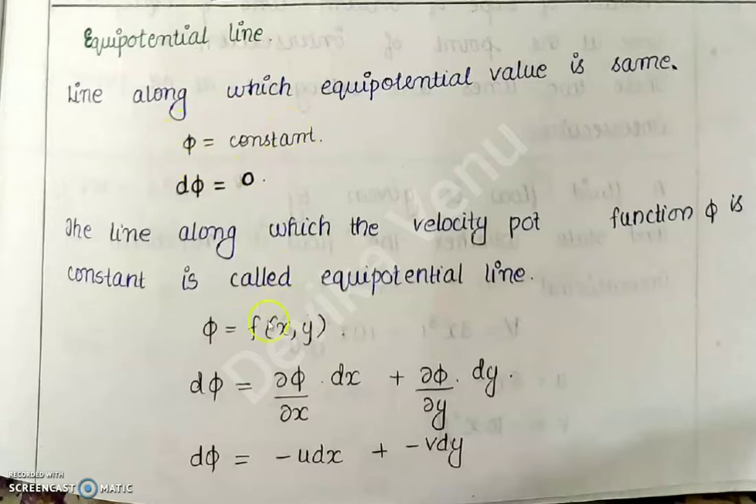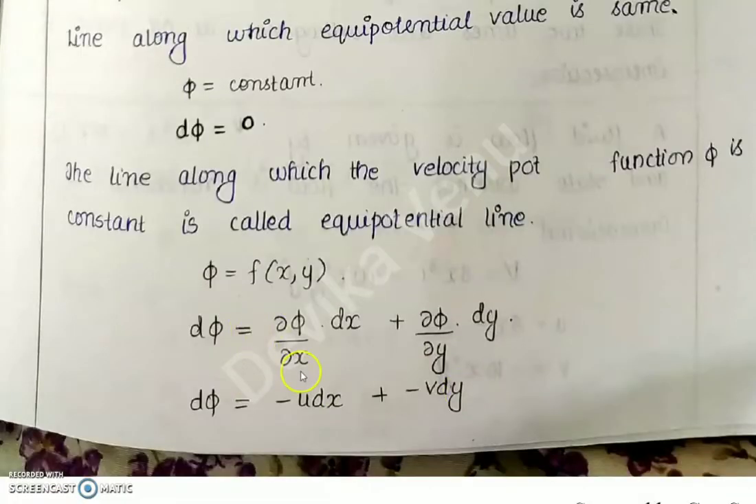And imagine a velocity potential function phi equal to f of x comma y. So how do we differentiate d phi? d phi will be equal to, it is a function of both x and y, so we will take the partial differentiation. That is dou phi by dou x into dx plus dou phi by dou y into dy.